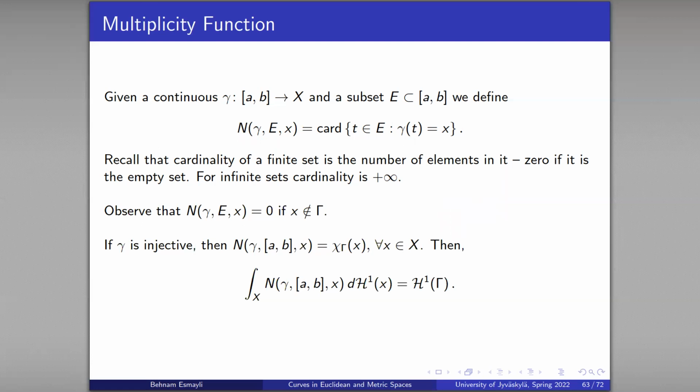And again, in the case of injectivity, this multiplicity is just the characteristic function of the image of the curve: one if and only if you are on the image, and zero otherwise. And then this integral here is simply just integrating one. And because the image of gamma, this capital gamma, is compact, it's an H1 measurable set. Therefore, this is an H1 measurable function. And therefore, the integral is just the H1 measure of gamma.